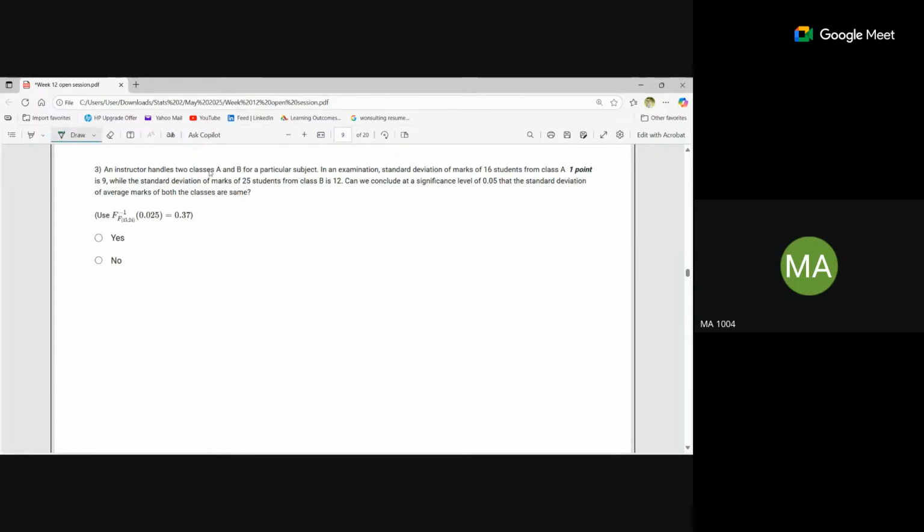An instructor handles two classes A and B for a particular subject. So that means it's a two sample test. In an examination, the standard deviation of marks of 16 students from class A is 9, while the standard deviation of marks of 25 students from class B is 12. Can we conclude at a significance level of 0.05 that the standard deviation of marks of both of the classes are the same? Okay, which test would we be using here?